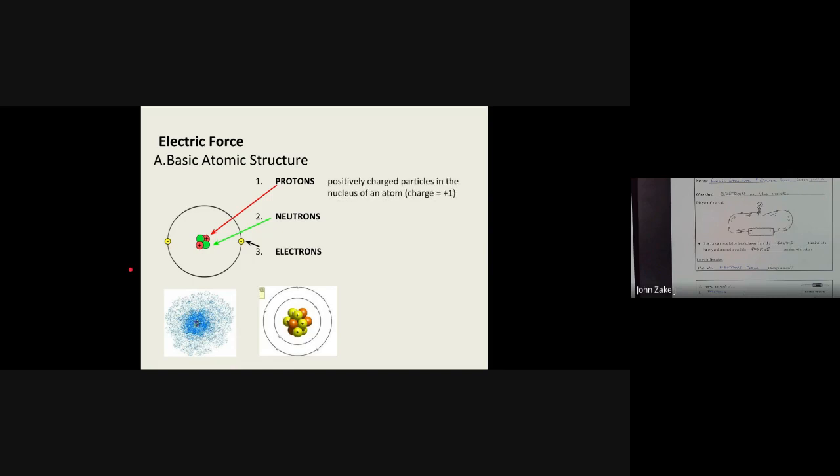Okay, the protons have a plus sign in them because they are positively charged particles, and you find those in the nucleus of the atom. They have a charge of +1. Often we'll see that written as 1 plus, as the sign comes after the number. The neutrons are also in the nucleus, but they are neutral. They don't have a charge. They're not positive and they're not negative. They have a charge of 0.